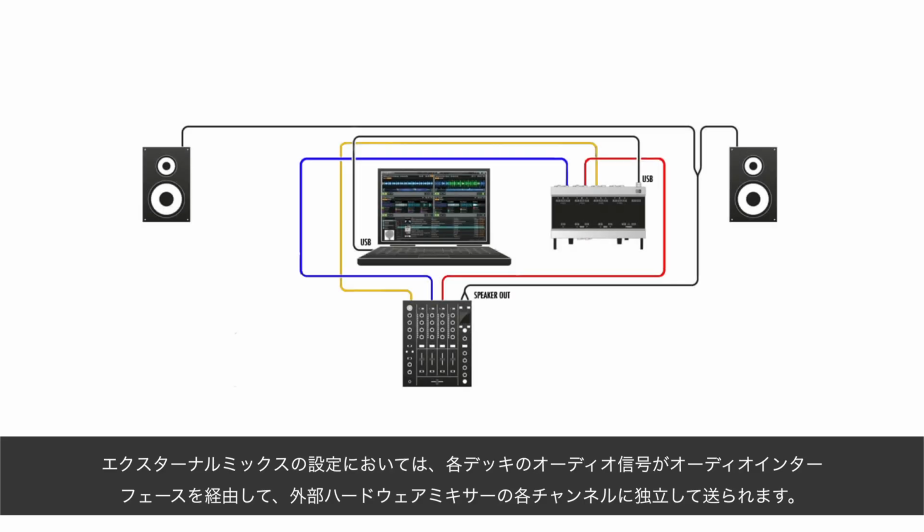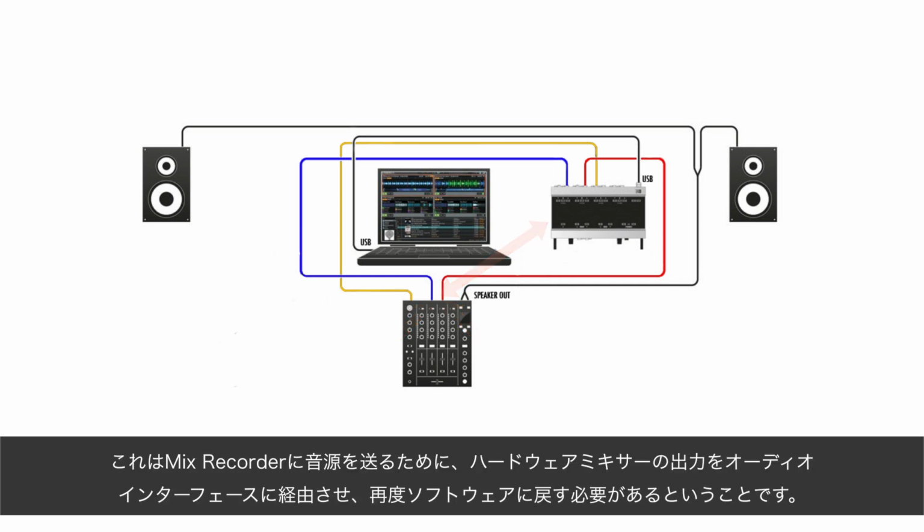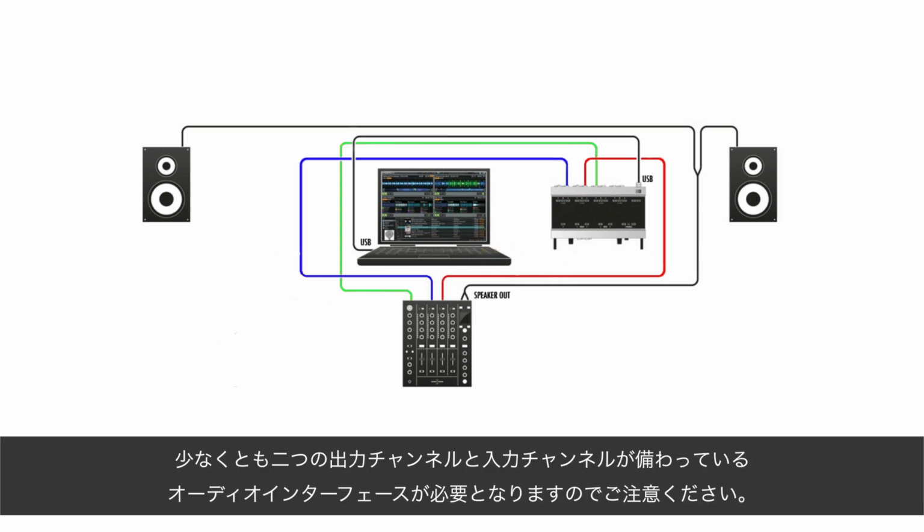In an external mixing setup, the audio signal of each deck will be routed independently into individual channels of an external hardware mixer via an audio interface. This means that for the mix recorder to capture the audio source, the output of the hardware mixer must be routed back in the software, again, via the audio interface. Note that the audio interface must be equipped with at least two output channels and an input channel.